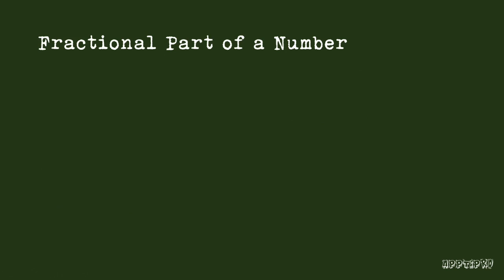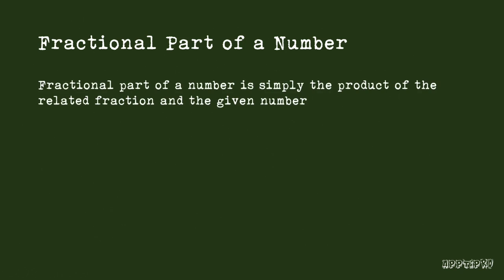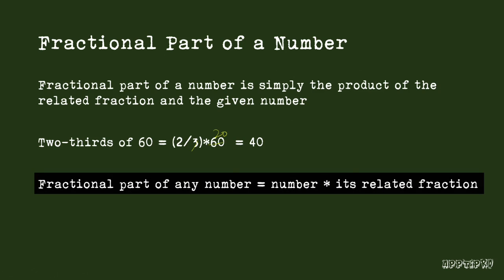This is the most important part which you will face in many aptitude examinations. What is this fractional part of a number? You will be asked many questions from this part. Fractional part of a number is simply the product of the related fraction and the given number. For example, 2/3 of 60 is equal to 2 by 3 into 60, that is 40. So fractional part of any number is equal to number multiplied by its related fraction.